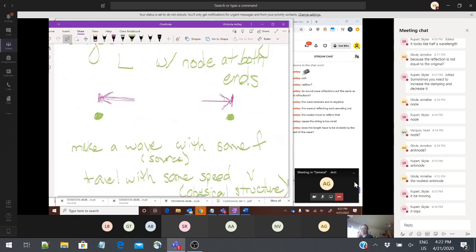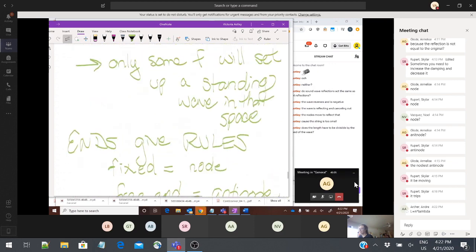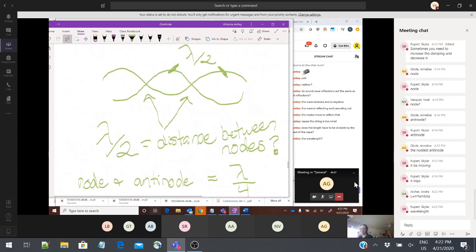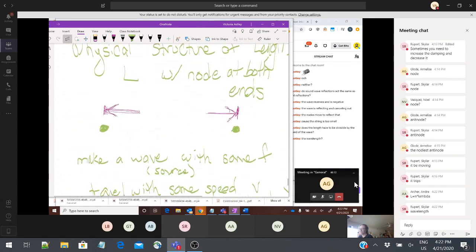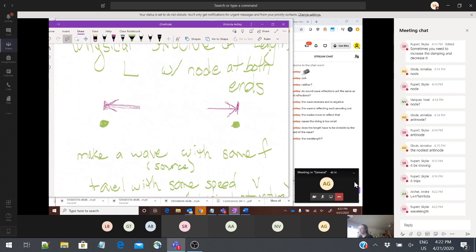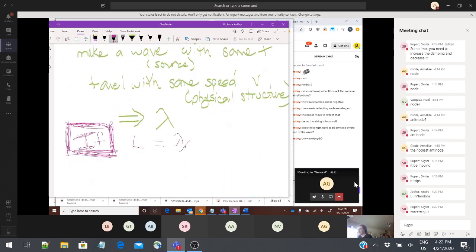Okay. I have a node at both ends. I know the distance between nodes. Wavelength. L equals n lambda. You're all very close. Lambda over 2. Right? I will get a standing wave.